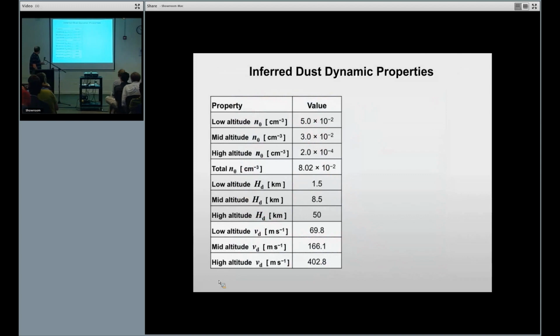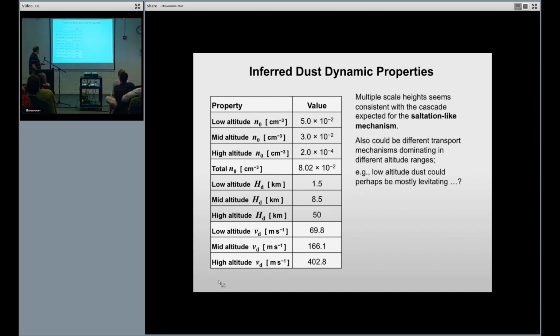Okay, and so these are some of the values that we extracted from those fits. Obviously the concentration kind of matches up with what they found. You find the low altitude population has a scale height of about 1.5 kilometers, mid altitude 8.5 kilometers, and then 50 kilometers for the high altitudes. And this relates to characteristic velocities of about 70 meters per second, 150-ish meters per second, and 400 meters per second. And so what does that tell you?